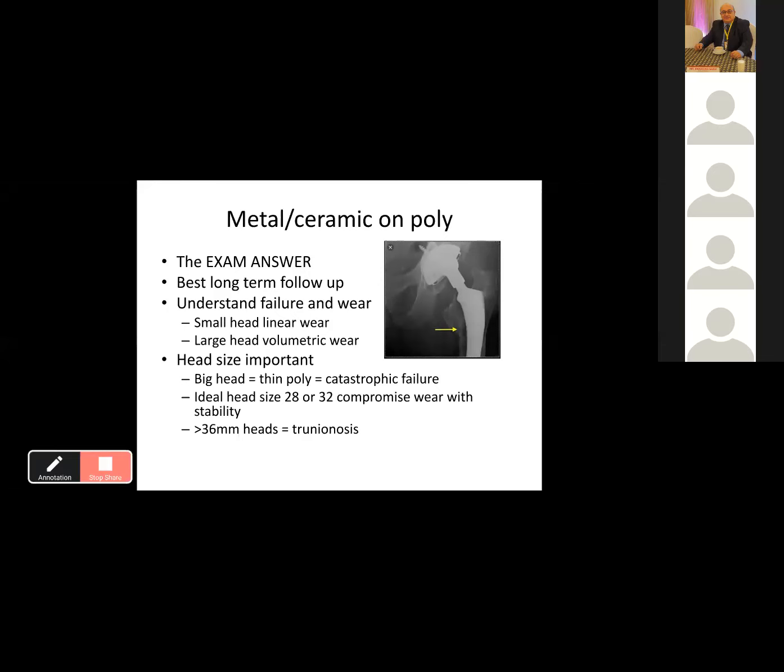If you go to a 36 mil head, you increase your risk of trunnionosis, which is where you get metal ions released from the trunnion, and you can get that same pseudotumor type pattern that you would get with a metal on metal, and it's because of the forces in rotation, so that torque force around the head on the trunnion, we think, is causing increased iron wear at this modular junction.